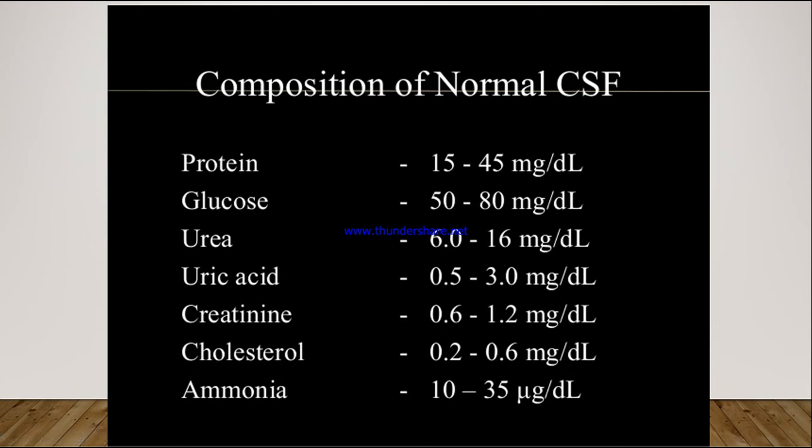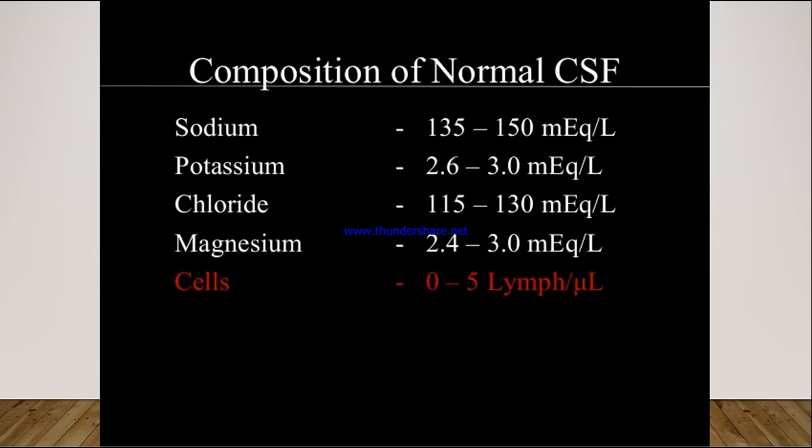Next, the composition of normal CSF: sodium 135 to 150, potassium 2.6 to 3.0, chloride 115 to 130, magnesium 2.4 to 3.0, and cells 0 to 5 lymphocytes per microliter. So these are the normal values.